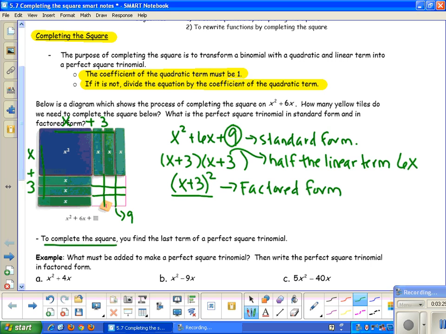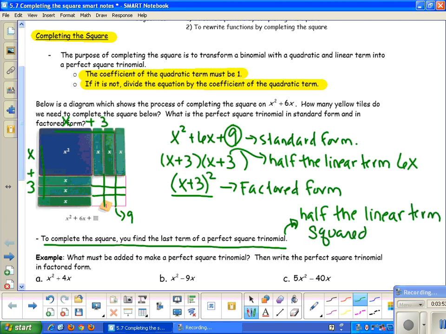So to complete the square, you find the last term of the perfect square trinomial. And again, to get that last term, it's going to be half of your linear term squared. So to complete the square, it's going to be half the linear term squared. And that's what you're going to hear me say a lot.